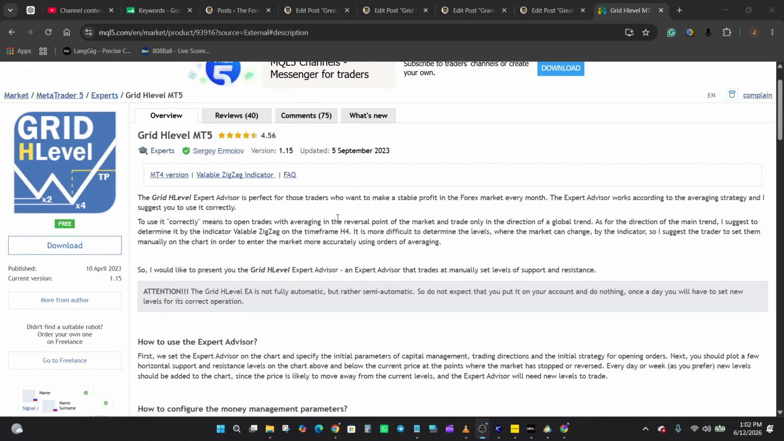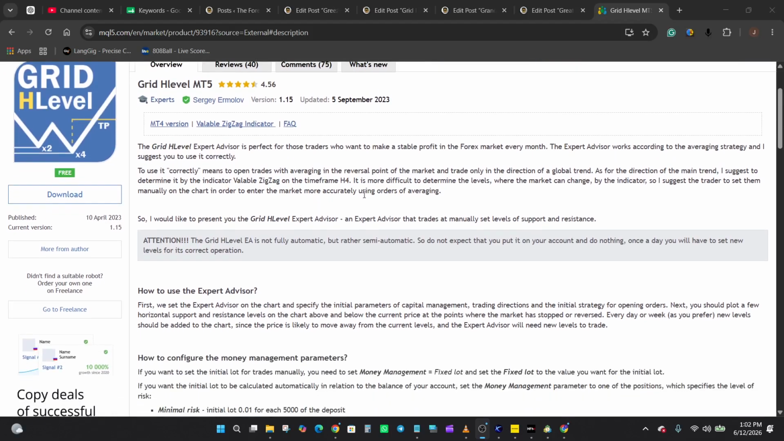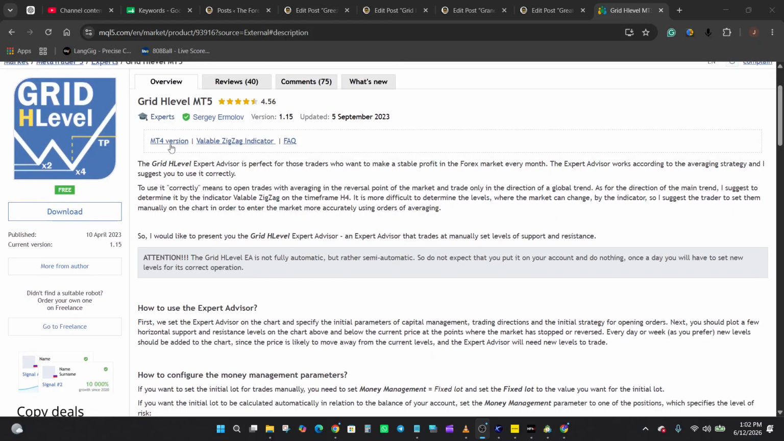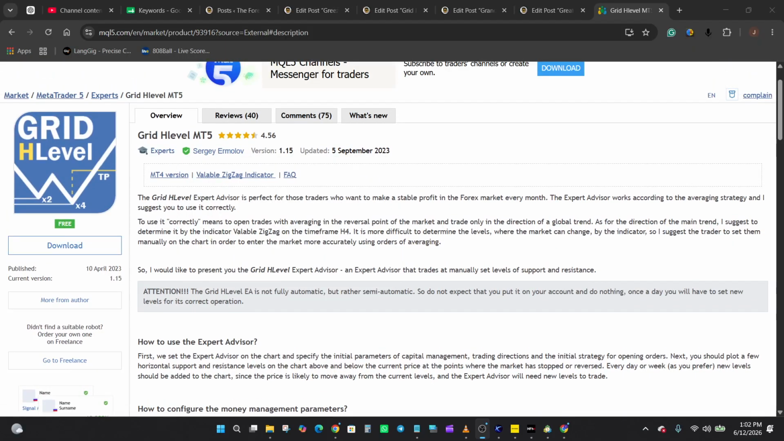Now let's head over to the information we have here on the MQL5 Marketplace page and see what this expert advisor offers. Right away, we can see that the Grid HLevel EA is available for free, free of charge. And according to the marketplace information, it is available for both MT4 and MT5. You can see the MT4 version is this, and we are currently on the MT5 version. The current version shown here is version 1.15, updated on 5th September 2023.